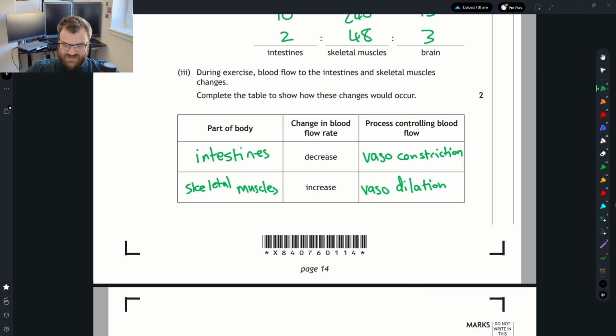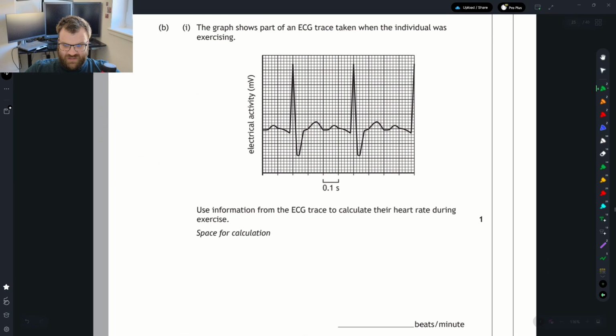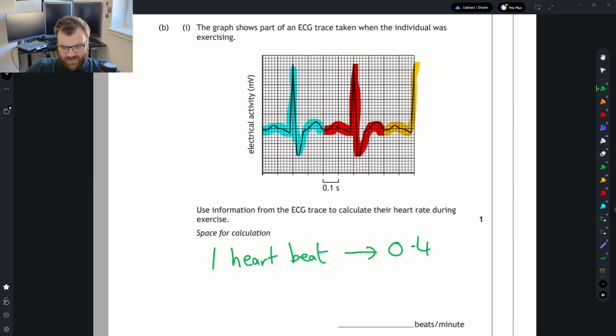Next one, we're talking about an ECG. Calculate the heart rate during exercise. Now what we want to try and do is figure out where does one beat stop. So we go all to the top, back to the bottom, and then I'm looking for the same start part. So it looks to me, if I stop there, that looks like we are now jumping into the second beat. And then this would be the beginnings of the third beat. And if every box is 0.1, because we've got 4 boxes, that is going to be 0.4 seconds.